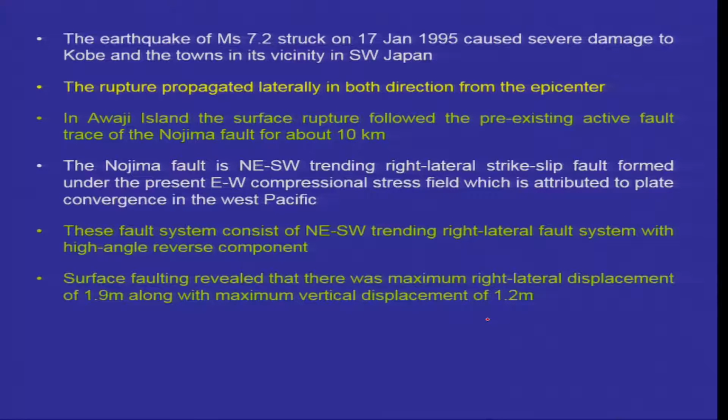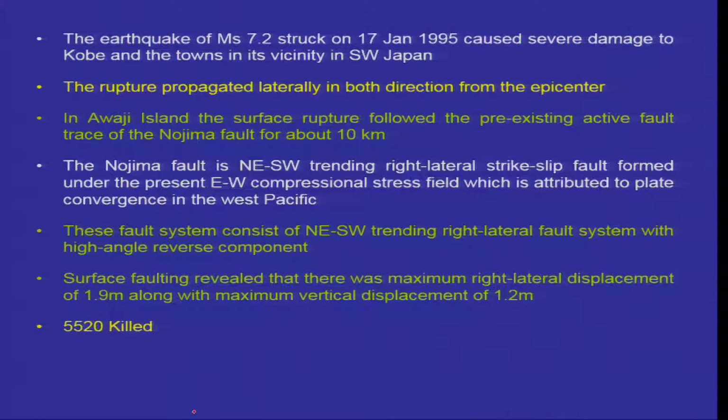So, the land was moved laterally along the strike by 1.9 meters, and there was around 1.2 meters of vertical displacement. This is very important to understand when an earthquake occurs, because we need to know what type of fault it will be and what type of displacement we will experience.